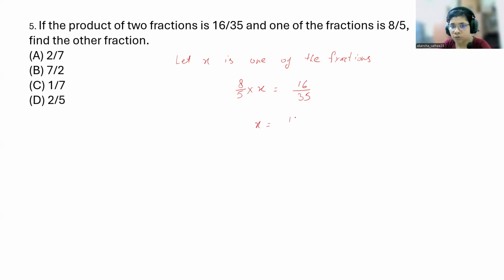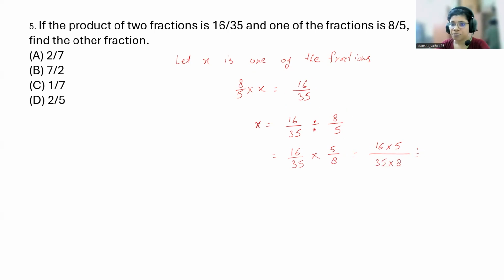So X is equal to 16 by 35 divided by 8 by 5, right? Here it is multiplication, so if you take this number to the other side, it becomes division. You know how to divide two fractions. This is equal to 16 by 35 multiplied by the swap. You just swap numerator and denominator, so it becomes 5 by 8, right? And now you know how to do multiplication. Multiplication is pretty simple. So it is 16 into 5 upon 35 into 8, right?